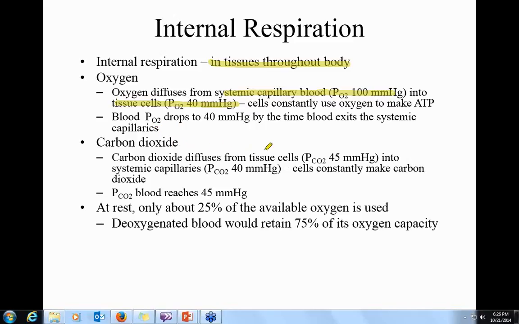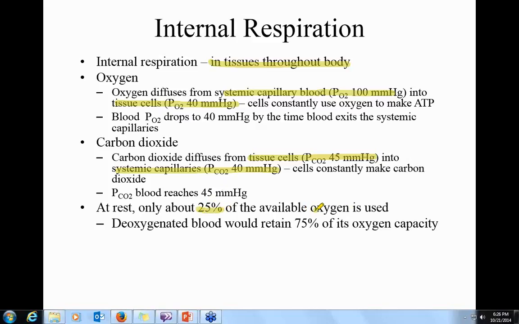Carbon dioxide is going to flow from the tissues. Remember, the tissues are making carbon dioxide as a waste product of cellular respiration. So in the tissues you have a high level of carbon dioxide, and it is going to flow into the systemic capillaries, which has a lower partial pressure of carbon dioxide until we reach equilibrium.